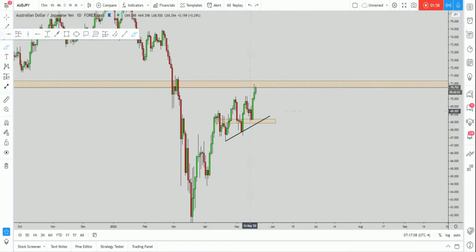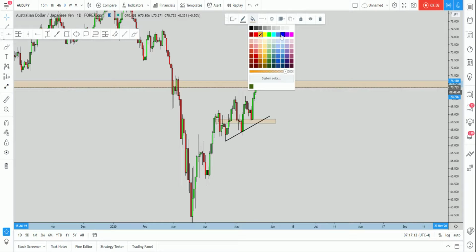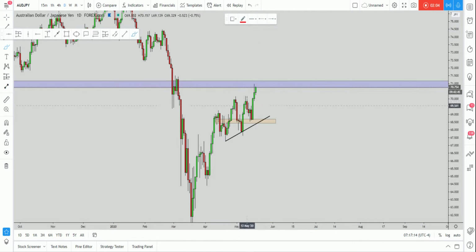But in completing this impulse correction and impulse pattern to the upside, what the market actually did is create this overextended W formation. Now, after an overextended W formation, what do you expect? You want to see the market make a move to the downside and go and retest the neckline, which is exactly what we expect the market to do here on AUD JPY.